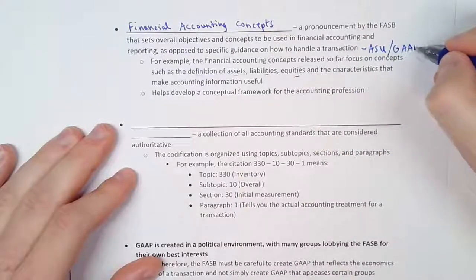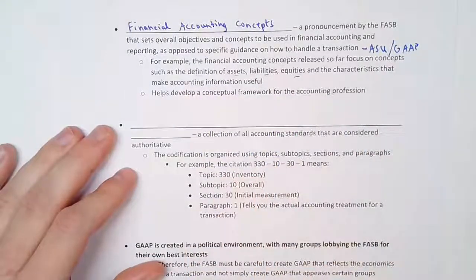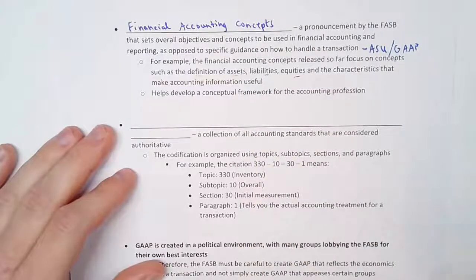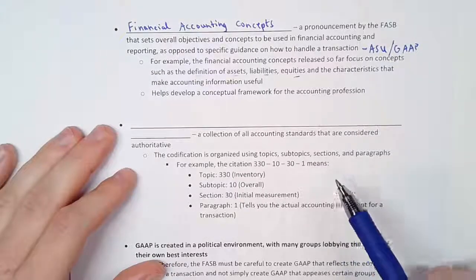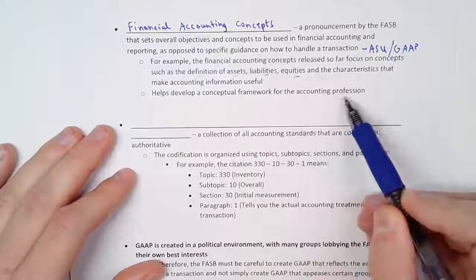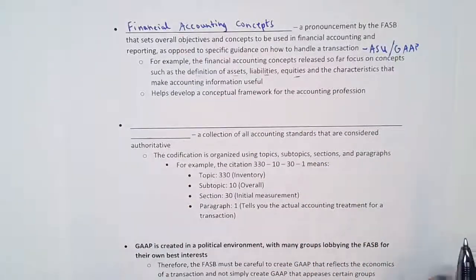Okay, those are specifically how to handle a transaction, versus these financial accounting concepts, which are basically, okay, what's the definition of an asset? What's a liability, right? Stuff like that. It's just different in focus. All right. And these financial accounting concepts, they'll help us develop a conceptual framework for the accounting profession, which we'll see in future videos. Okay. So next, we have a couple other items.